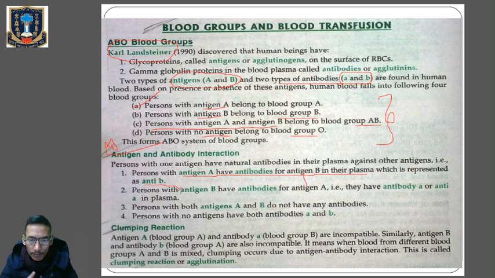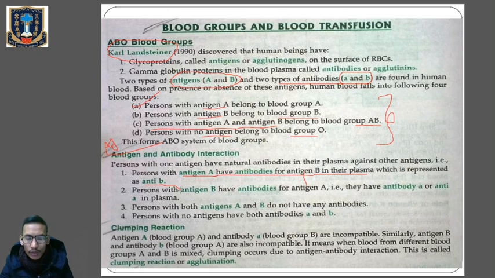Now, persons with both antigens, antigen A and antigen B, don't have antibodies. Clear? One more time: persons with both antigens, antigen A and antigen B, don't have antibodies. Whereas persons with no antigens have both antibodies, anti-A and anti-B. Clear? So kindly go through it.